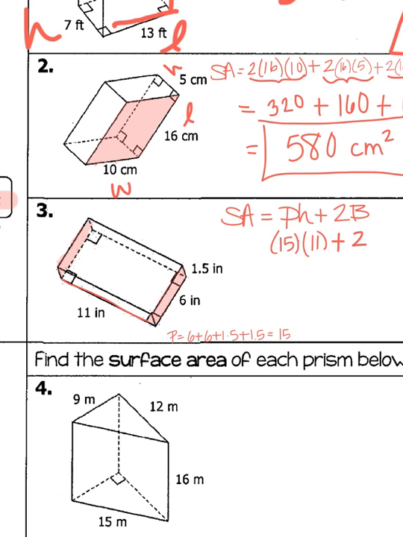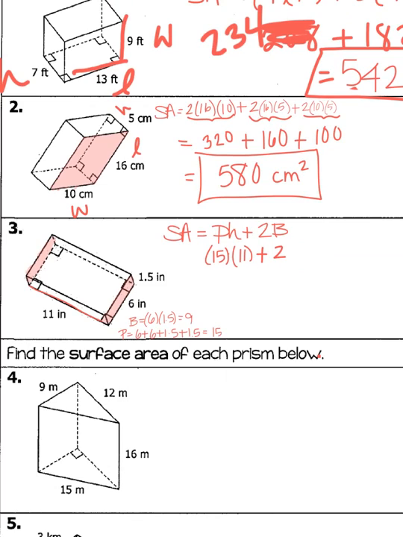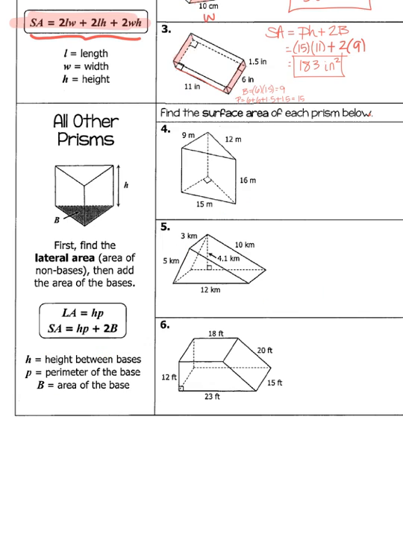Alright, so all I need to find now is my big B, right? So I need to find the area of the base. So I have 6 times 1.5. So I'm gonna go ahead and put a 9 here. And all I have to do now is solve. So I get 183 squared inches.